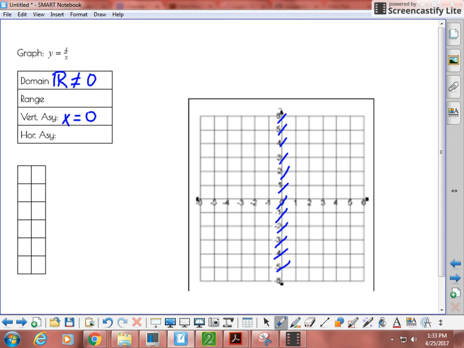For my range, if I switch this around and solve it for x, I would get x equals 4 over y. In terms of what I could put in for y, I still can't put a 0 in the bottom because that would make it undefined. So that's going to put this line going across here. That makes my horizontal asymptote y equals 0.